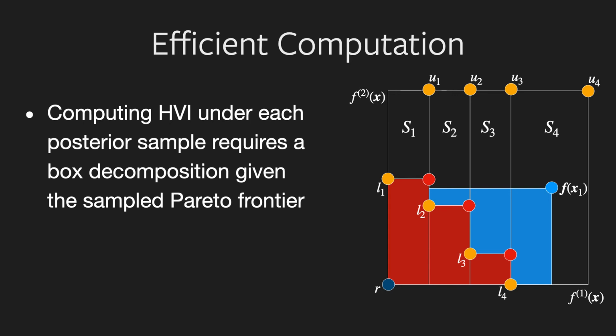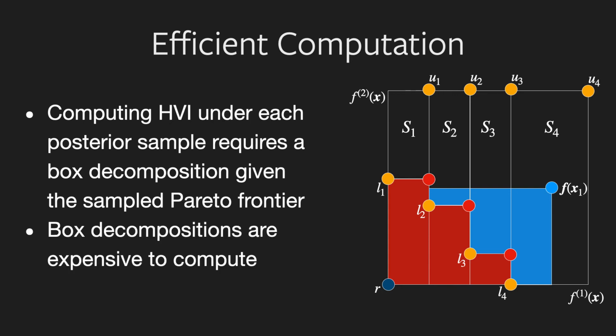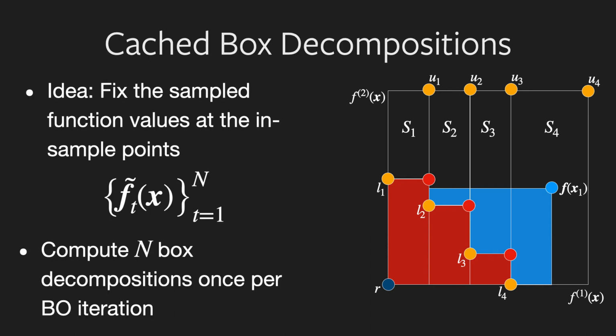frontier. Although there has been significant progress on efficient algorithms for computing box decompositions, they remain expensive to compute. Therefore, it would be infeasible to recompute these box decompositions every time the acquisition function is computed. To handle this issue, we propose to fix the sampled function values at the in-sample points. This enables us to compute the box decompositions upfront once per BO iteration. We cache those box decompositions and use them for subsequent acquisition function evaluations. We refer to this concept as cached box decompositions, or CBD.